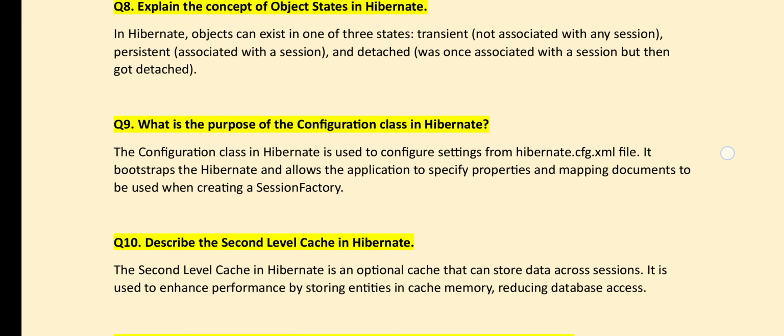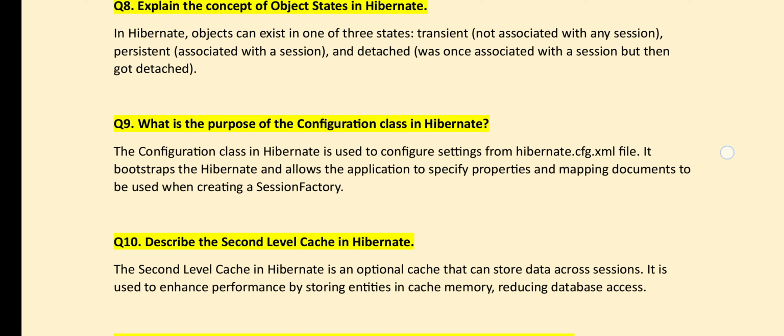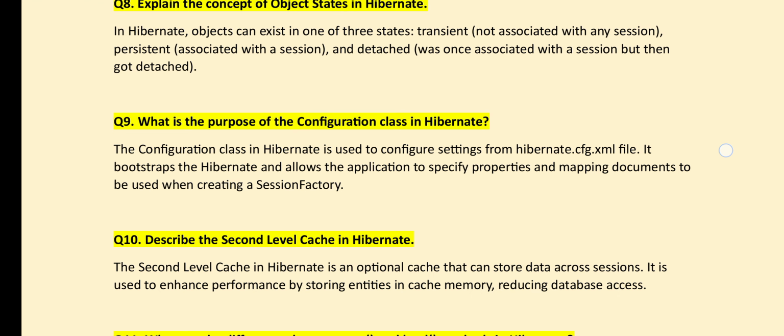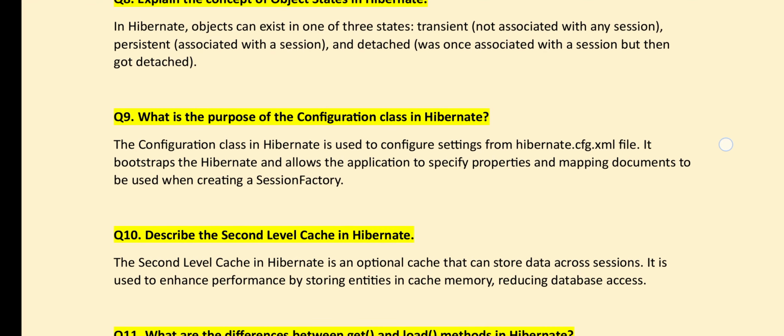Describe the second level cache in Hibernate. The second level cache in Hibernate is an optional cache that can store data across sessions. It is used to enhance performance by storing entities in cache memory, reducing database access.